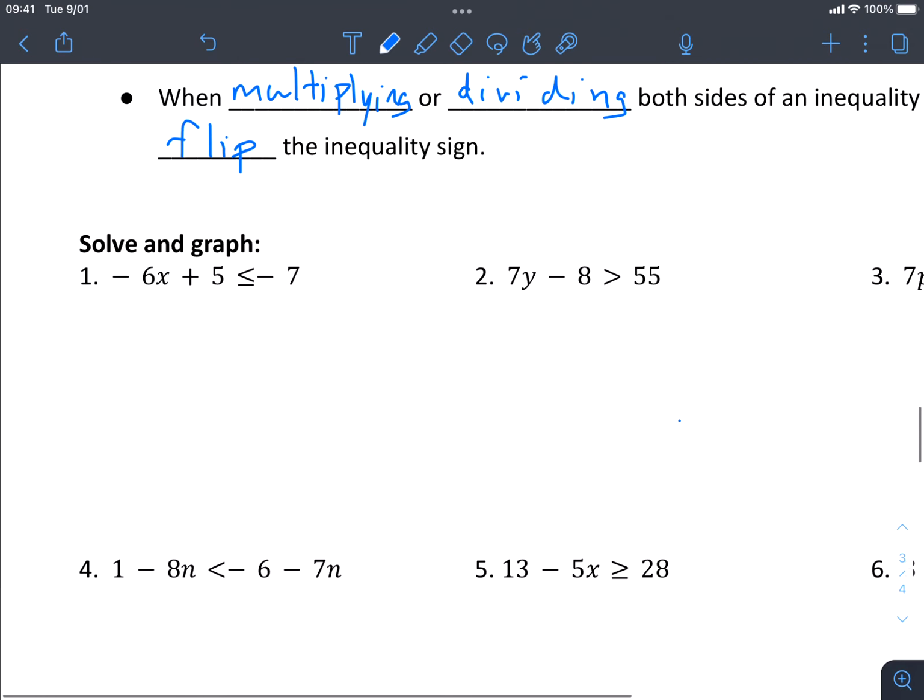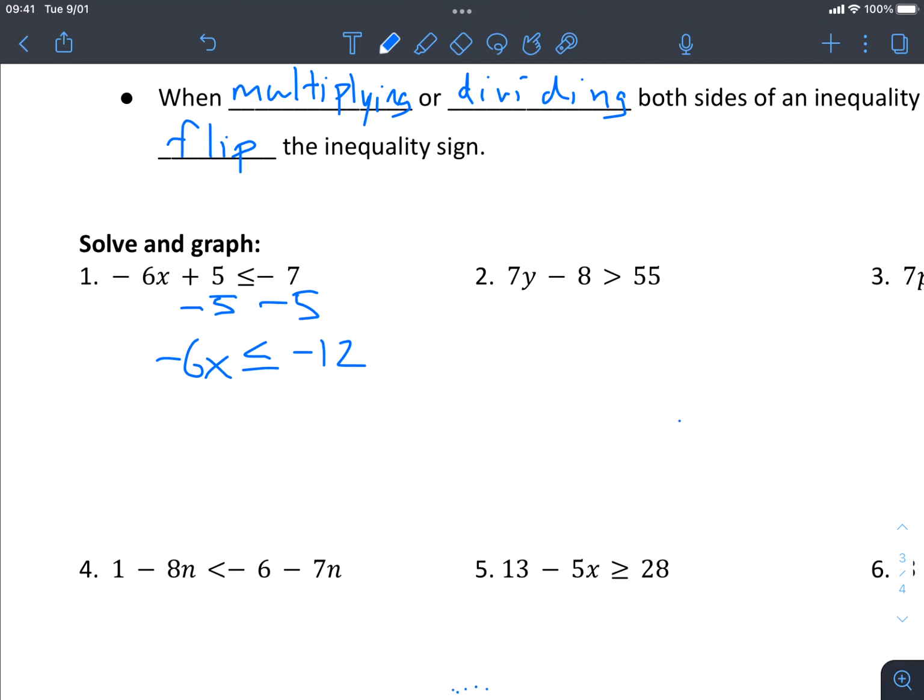So let's try out number 1. It says I have negative 6x plus 5 is less than or equal to negative 7. Now remember, I want to get x by itself. I'm going to get rid of the 5 first. And since I'm adding, I'm going to subtract to get rid of it. And of course, I have to do that on both sides. So 5 minus 5 is just 0. So I'm left with negative 6x is less than or equal to negative 12. Now, my inequality symbol stays the same because I didn't multiply or divide by a negative number. I subtracted, but that doesn't change my inequality.